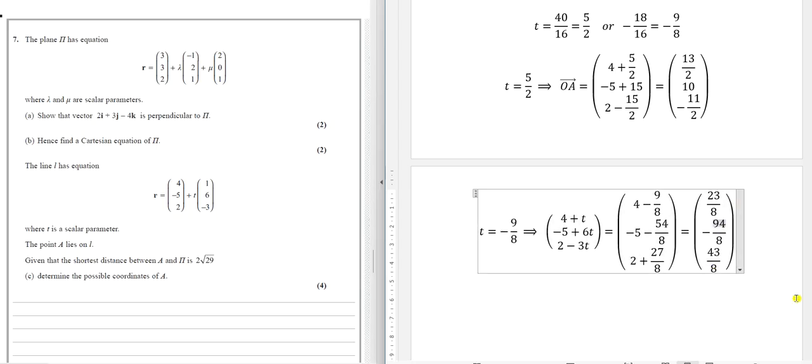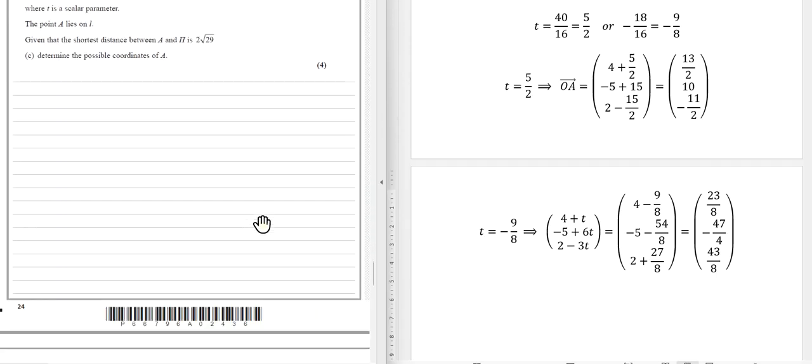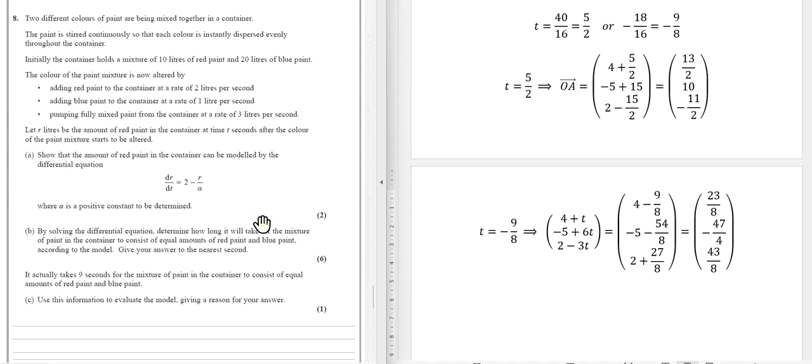So for instance, 94 over 8. Be polite to the examiner to write it as 47 over 4 perhaps, but there is value to having everything over the same denominator, I suppose, arguably. So that's my coordinates of A, and I've got a question ticked off. Question 7 is done, and I'm reasonably confident that my method is sensible for it.